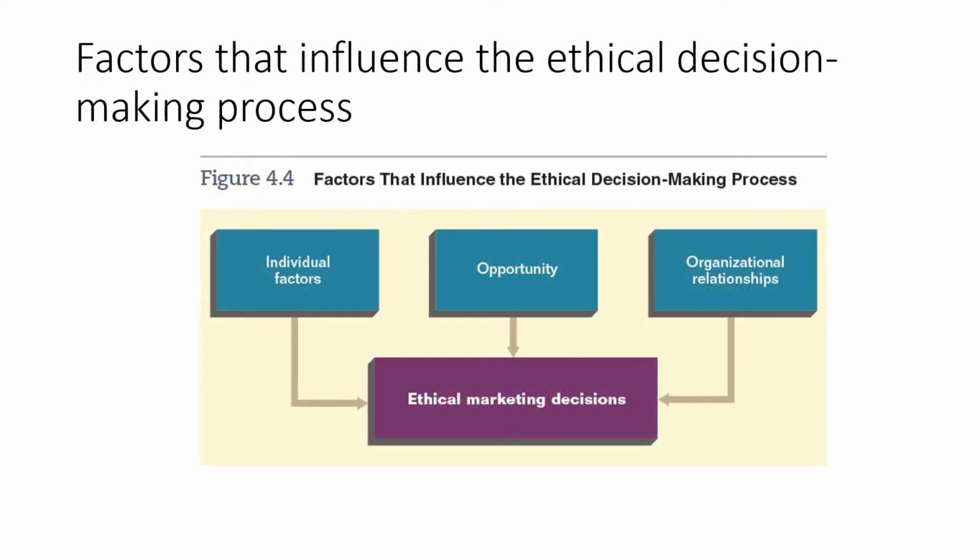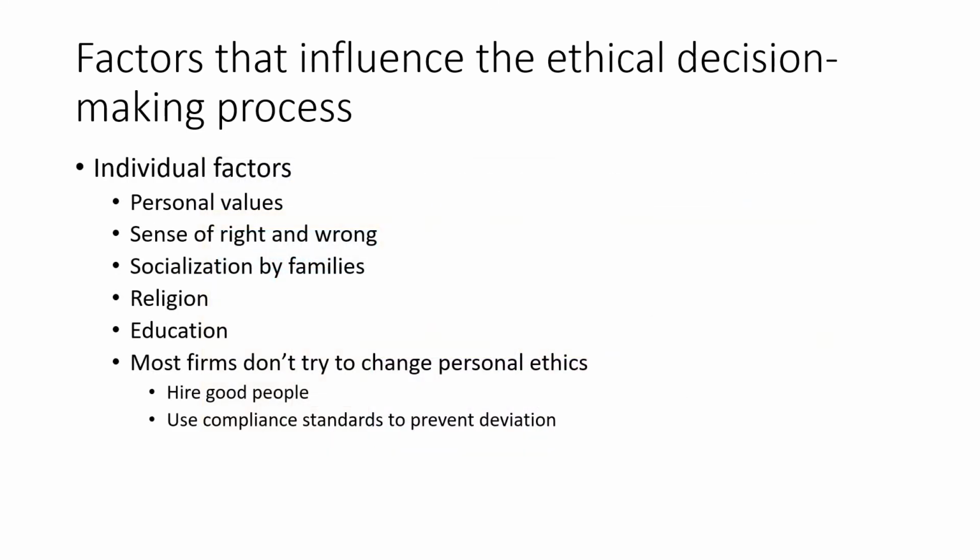Three factors that influence the ethical decision-making process in organizations are individual factors, opportunity, and organizational relationships. Next, we take a little bit more detailed view of those three factors. The individual factors include personal values developed over a lifetime. It's your sense of right and wrong.